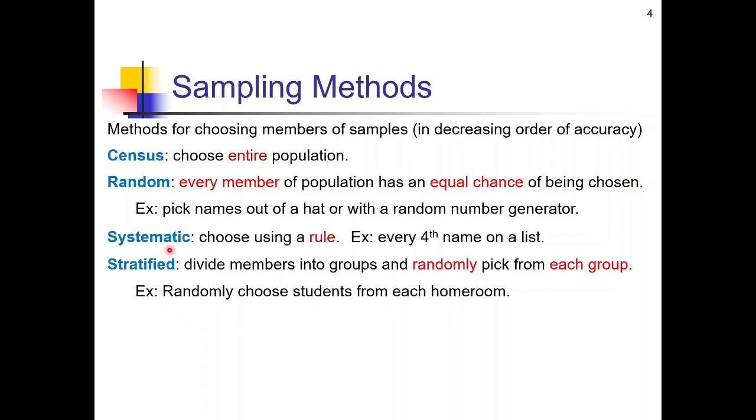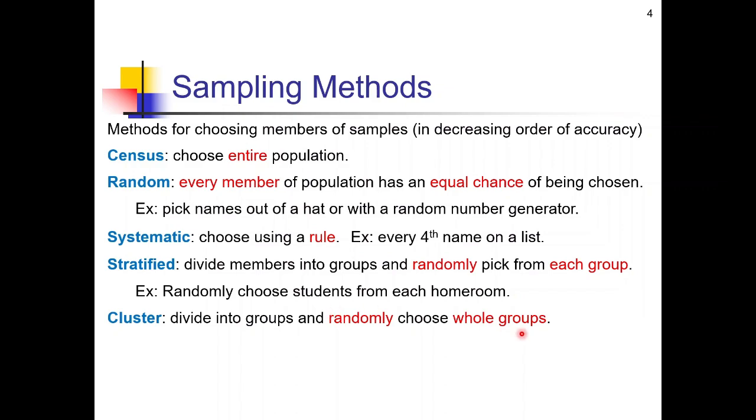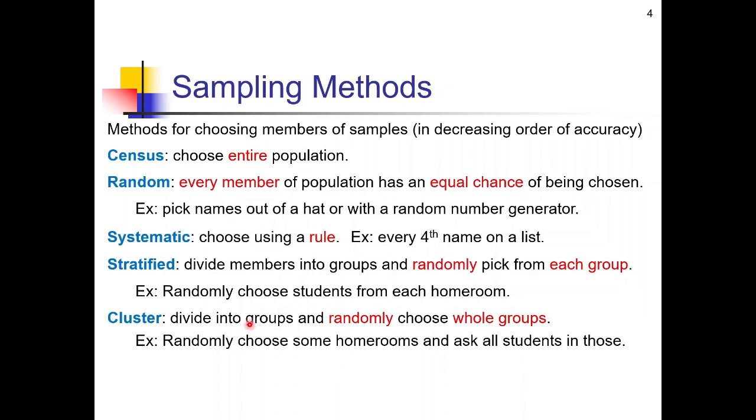So a closely related approach that actually is quite different is something called the cluster approach. This is where you again divide members into groups, but instead of randomly picking somebody from each group, now you're going to randomly choose whole groups and just ask everyone within those randomly chosen groups. So each of the groups has an equal chance of being chosen, but then you just pick everyone in them. For example, randomly choose some homerooms and ask all the students in these, completely leaving out the students in any of the other homerooms.